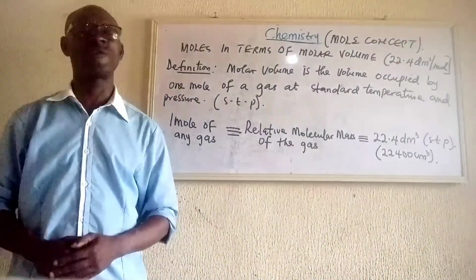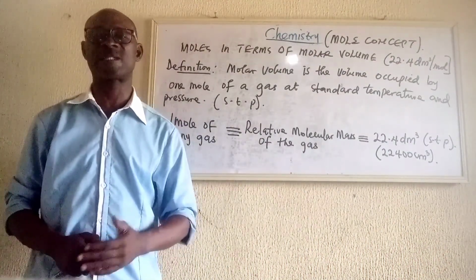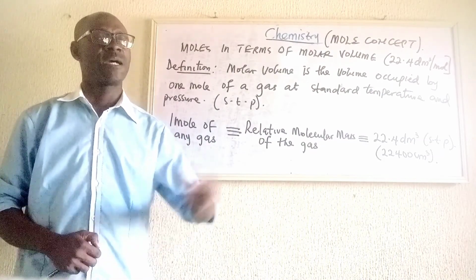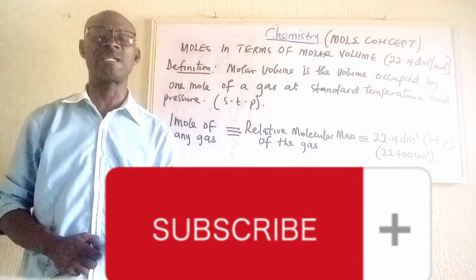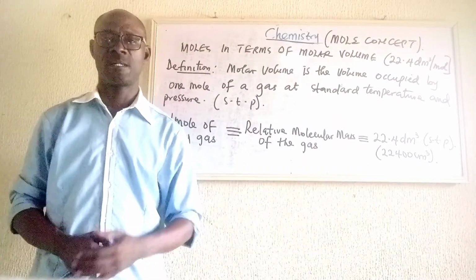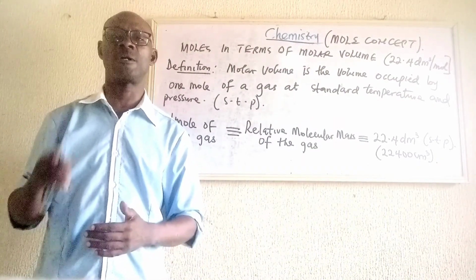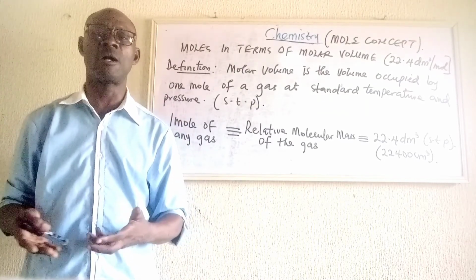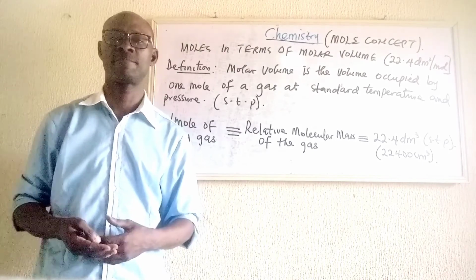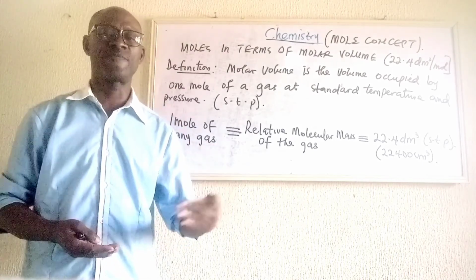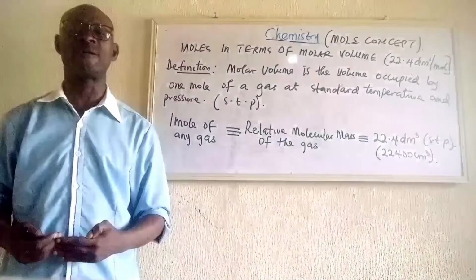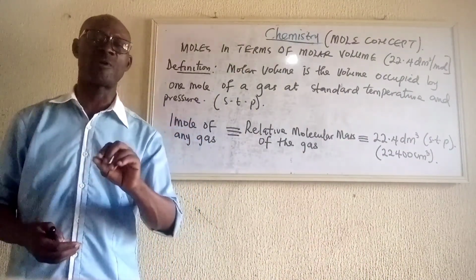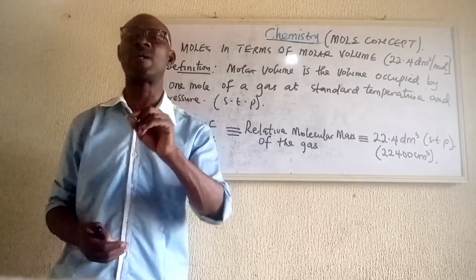This is the continuation of the topic mole concept. In my previous videos, I discussed mole concept in terms of relative molecular masses or relative atomic masses, depending on whether it is a compound or a gas. Followed by mole concept in terms of Avogadro's constant, which is a number 6.02 times 10 raised to the power 23 per mole.